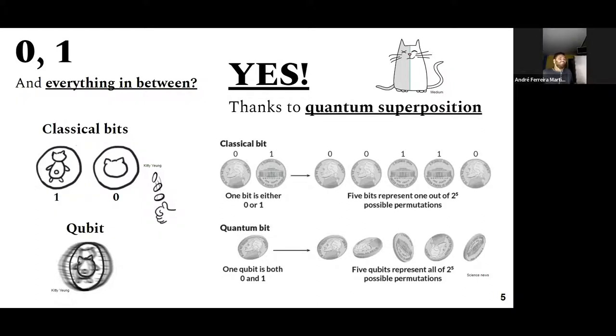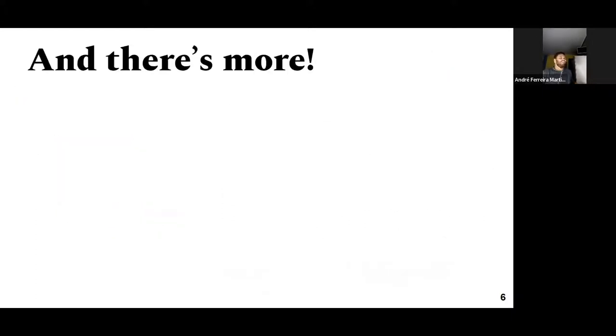All right, but that's not all, okay? It's not only superposition that makes up quantum computing. We also have two other very important properties of quantum mechanics, which are explored in the quantum computing area for us to have some sort of computational advantage. And the first of those other properties is interference.